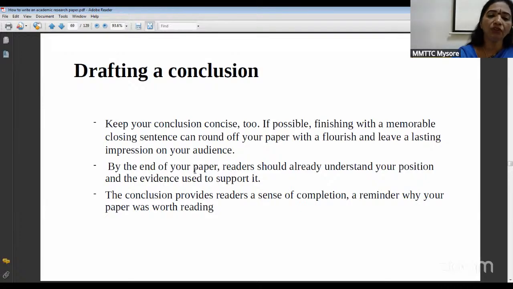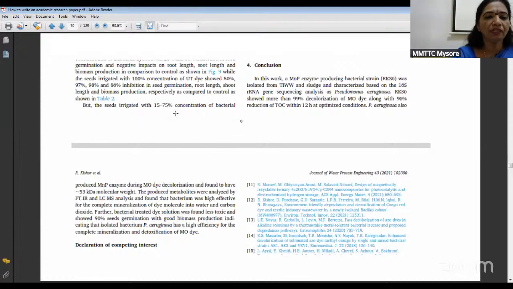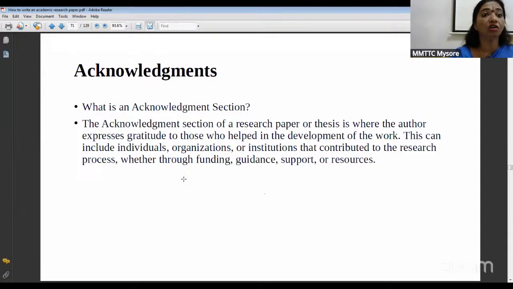So by the end of your paper, readers should already understand your position and the evidence used to support it. The conclusion provides readers a sense of completion. So you should come out with a proper conclusion. You can see here, this is a conclusion which they have written. You see, it is 1, 2, 3, 4, 5, 6, 7, 8, 9, 10, 11, 12. Only some 12 sentences. Okay. So you should not write very long sentences.